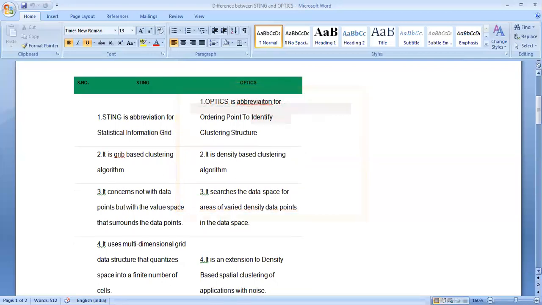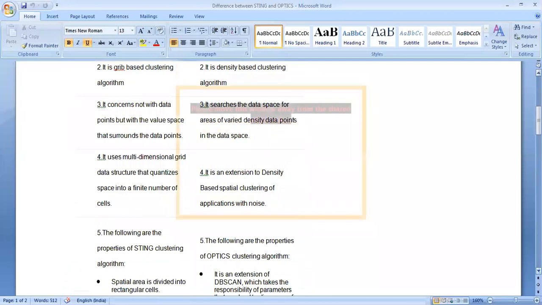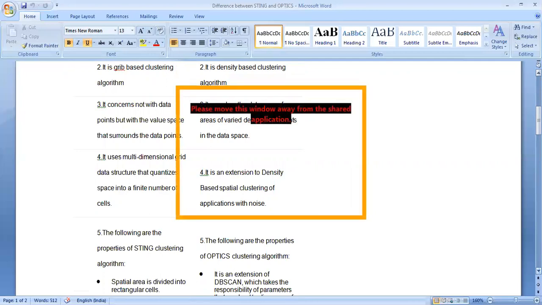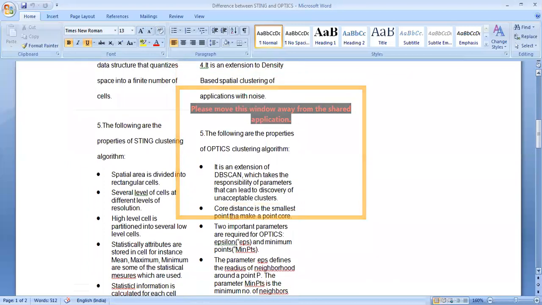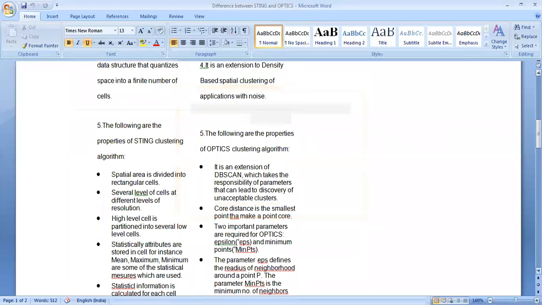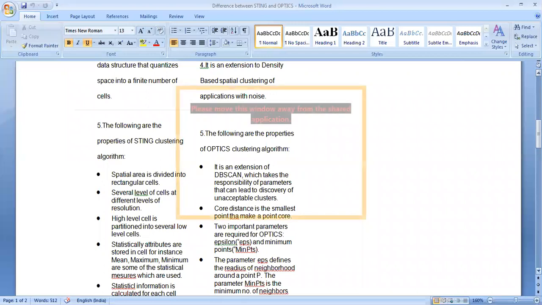It is an extension of DBSCAN, density-based spatial clustering of applications with noise. As I told you, OPTICS is an advanced form of the DBSCAN algorithm, which is also a density-based spatial clustering technique. It uses two parameters, the core distance and the density reachability, to find the proper cluster. The core distance is the smallest distance that makes a point a core point.